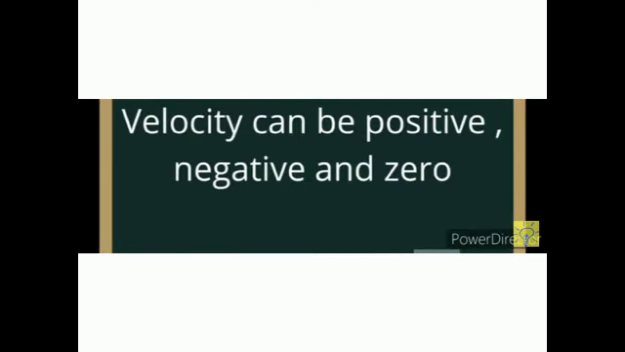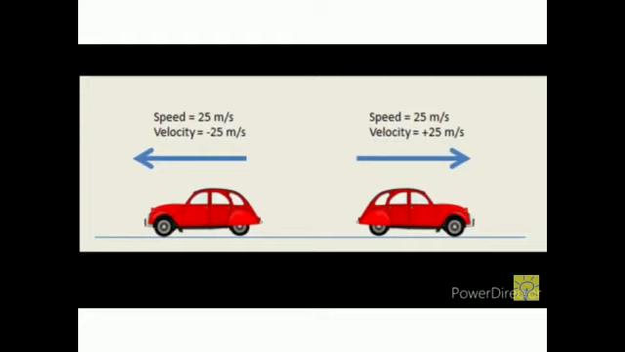Now velocity can be positive or it can be negative or it may be zero. For example, if we say a car is moving at 25 meter per second without mentioning any direction, then this 25 meter per second will be speed. Now if we say that we have a car which is moving towards the right direction at 25 meter per second, now this direction specifies our statement.